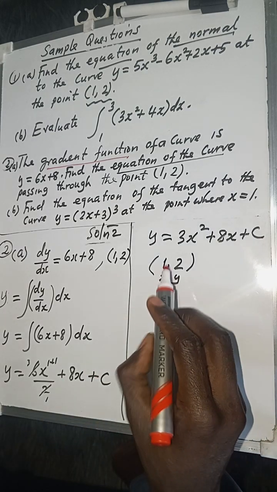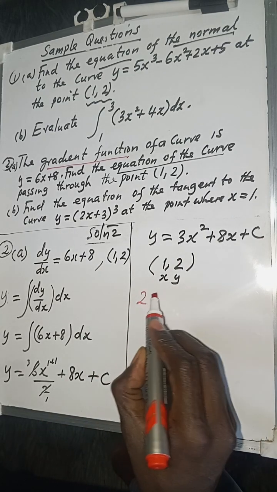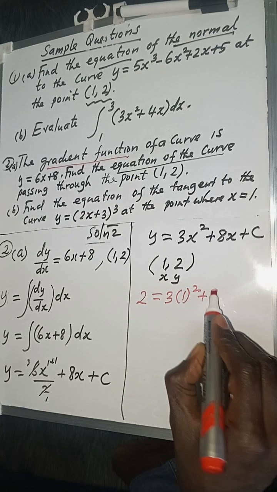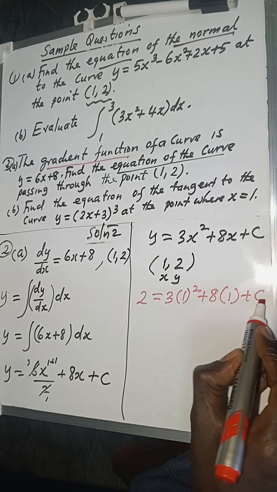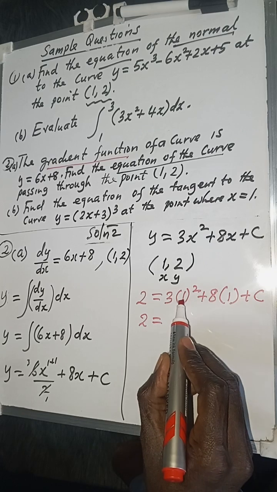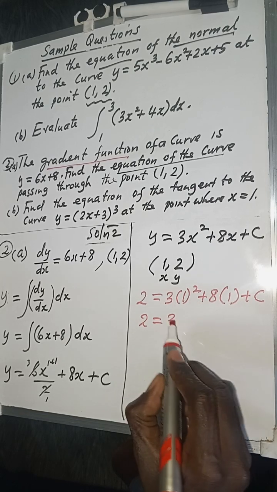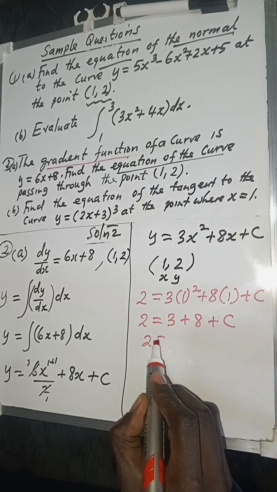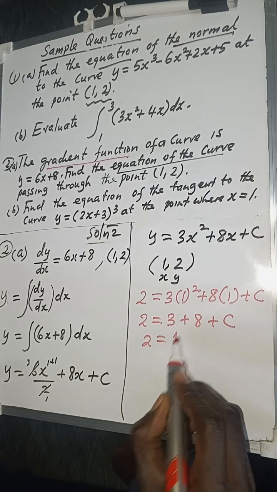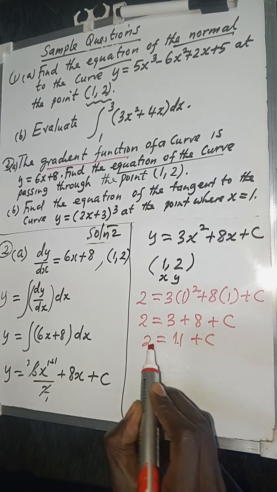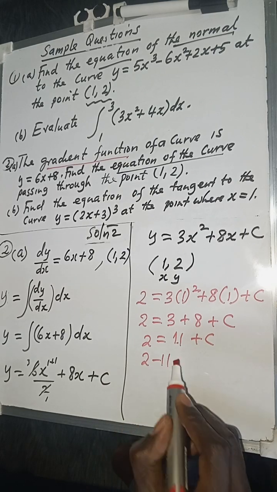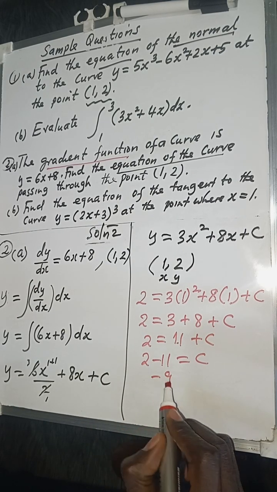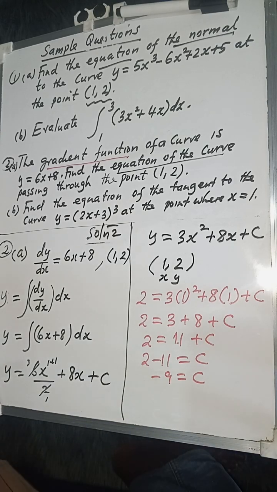So how is that going to be? Remember, my y is 2, equal to 3 times 1 raised to the power 2, plus 8 multiplied by 1, plus c. So it will be 2 is equal to 1 raised to the power 2 is 1, times 3 is 3, plus 1 times 8 is 8, plus c. So it will be 2 is equal to this plus that. That will give us 11 plus c. The 11 will cross the equal sign. It will be 2 minus 11 is equal to c. So what is that going to give us? Negative 9 is equal to c.